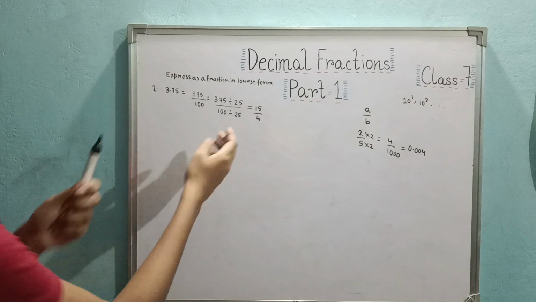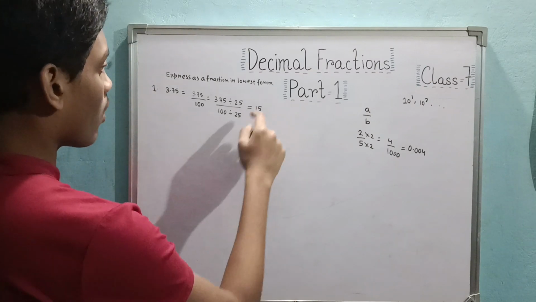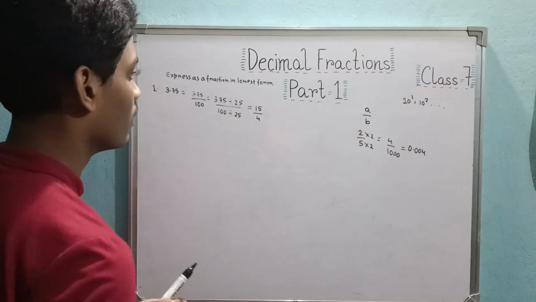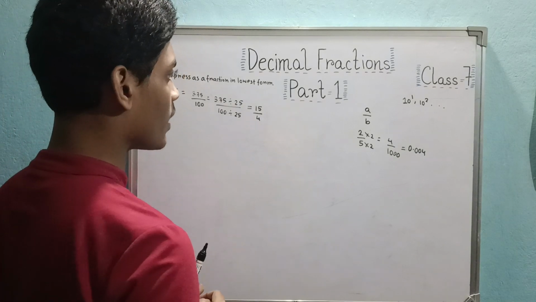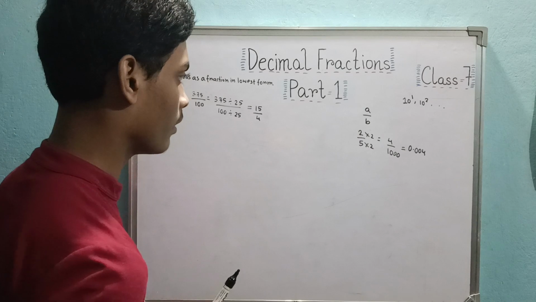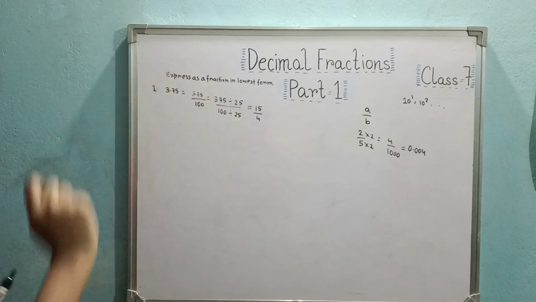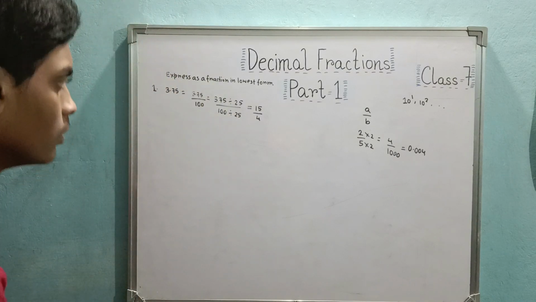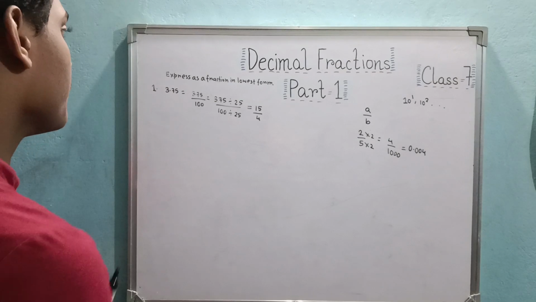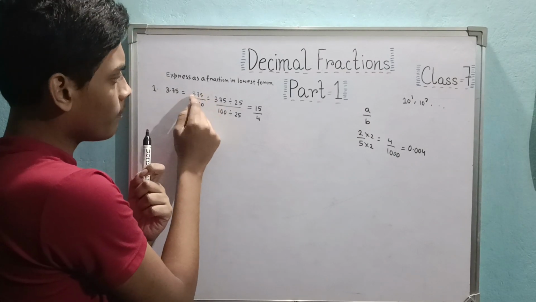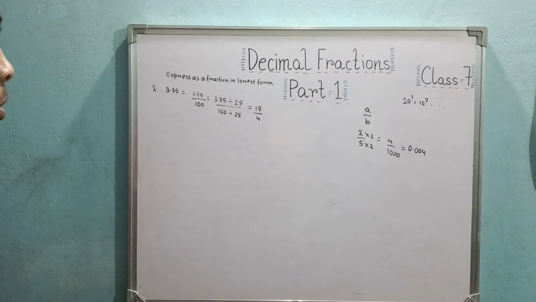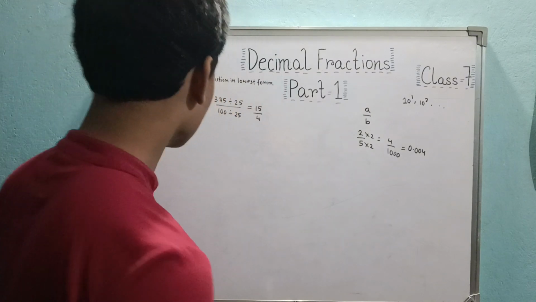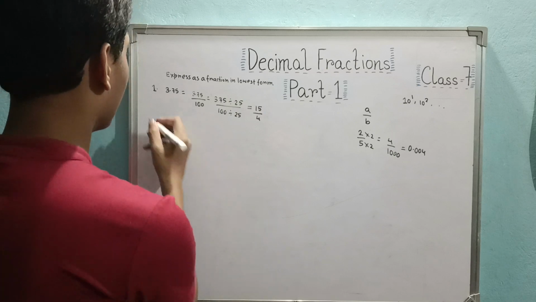Suppose it was the inverse, convert 15 by 4 into a decimal. What could you have done? Multiply this 4 by 25 so that you can make it a power of 10, 10 to the power 2. Similarly, 15 into 25 is 375 by 100. That means from the right hand side, after 2 places, the decimal point, 3.75. That's the use of making the denominator a power of 10. So on this heading, the next sum.